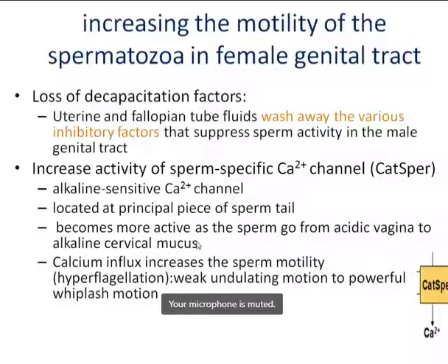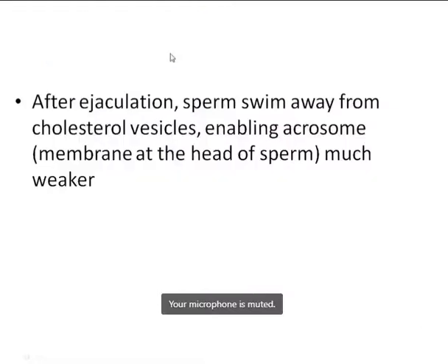Another factor that also increases the motility of the spermatozoa is that the sperm moves away from the cholesterol vesicles. The cholesterol vesicles are also present in semen. So after ejaculation, the sperm will move away from these vesicles, and that enables the sperm for fertilization.